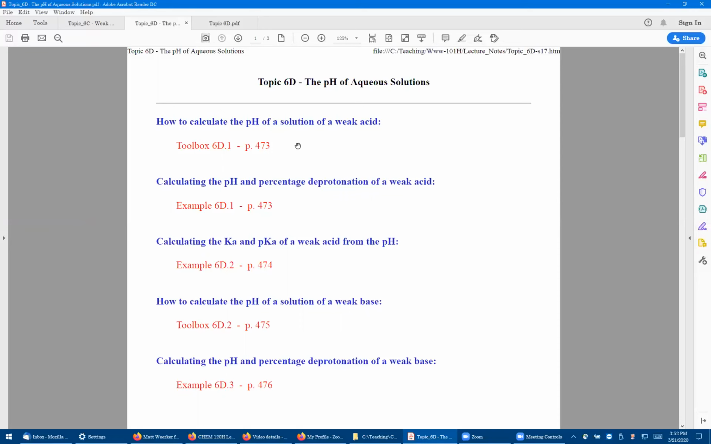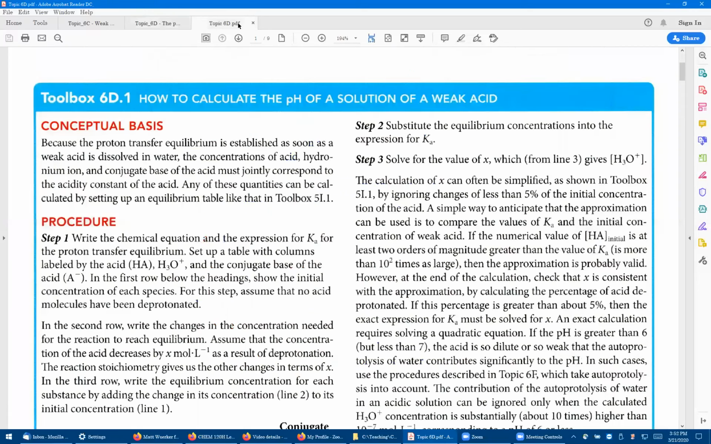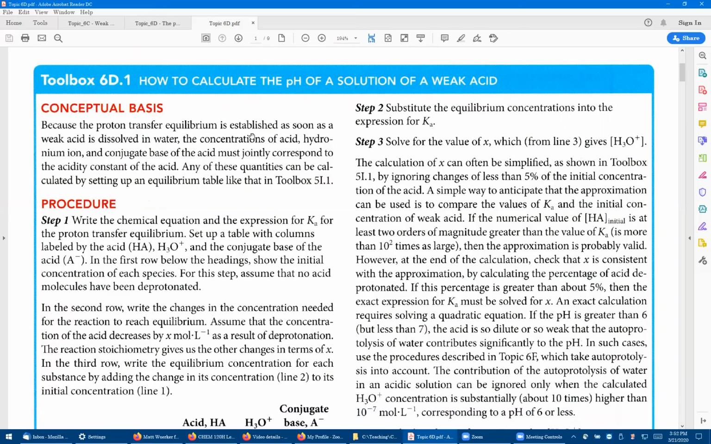So first thing we're going to do is to look at one of the toolboxes. As you know, Atkins has guidance for problem solving by having a series of these toolboxes in every one of the chapters. This one is toolbox 6D.1, and it summarizes the overall steps that are used in calculating the pH of a solution of a weak acid. There's another one for calculating pHs of weak bases as well that we'll get to a little later.